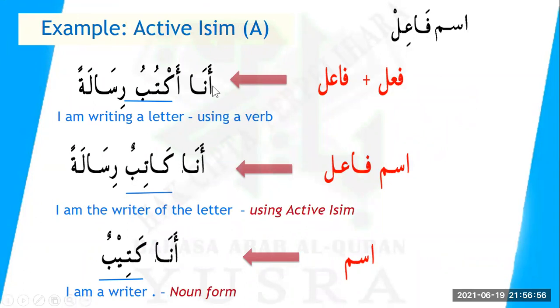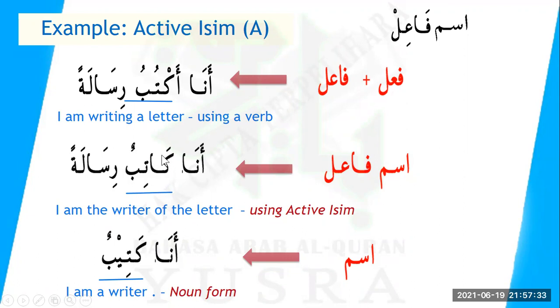If you look at the example here, the first line, if you want to say, I am writing a letter, you can use a verb. So the first example is, Ana aktubu risalatan, using a verb. You call this a present tense, imperfect verb, aktubu, I write. Ana aktubu risalatan, I write a letter. So you can do that, or you can use another way using the active noun.